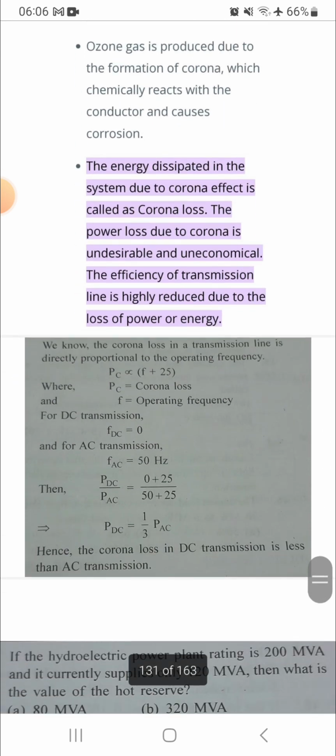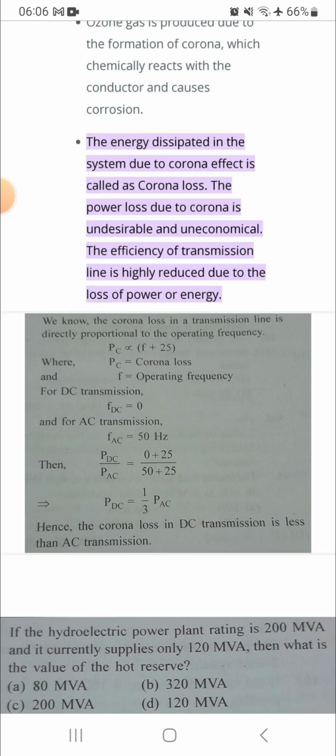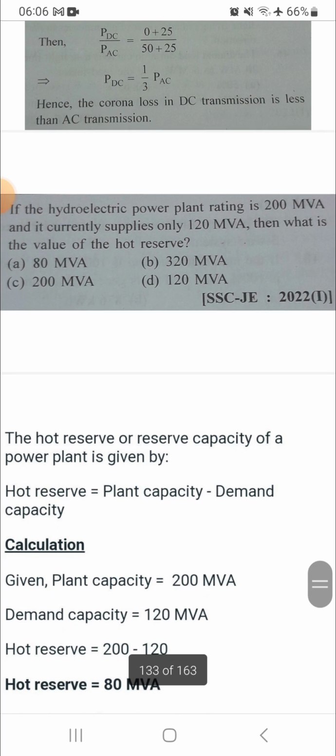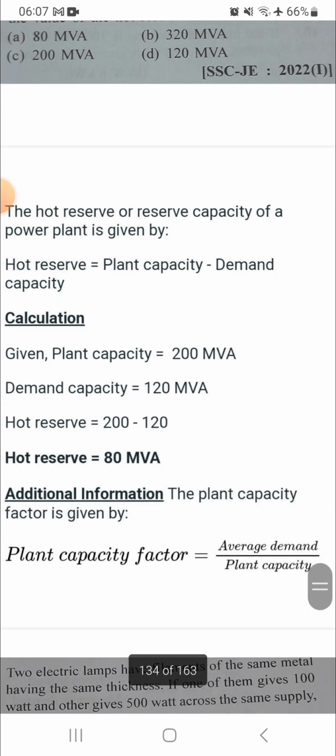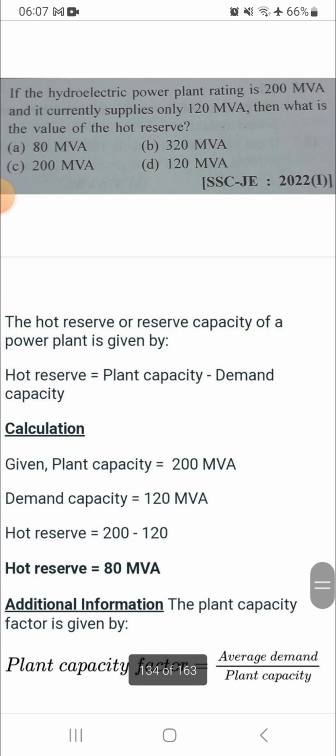Next one. The formation of the corner lesson, that is the A+25. Okay, let's see the calculation. Next. If the hydroelectric power plant rating is 200 MVA, it currently supplies only 120 MVA, then what is the value of the hot reserve? The hot reserve or reserve capacity of a power plant is given by the plant capacity minus demand capacity. Here the calculation for reserve is 80 MVA. So option A is the right answer, 80 MVA.